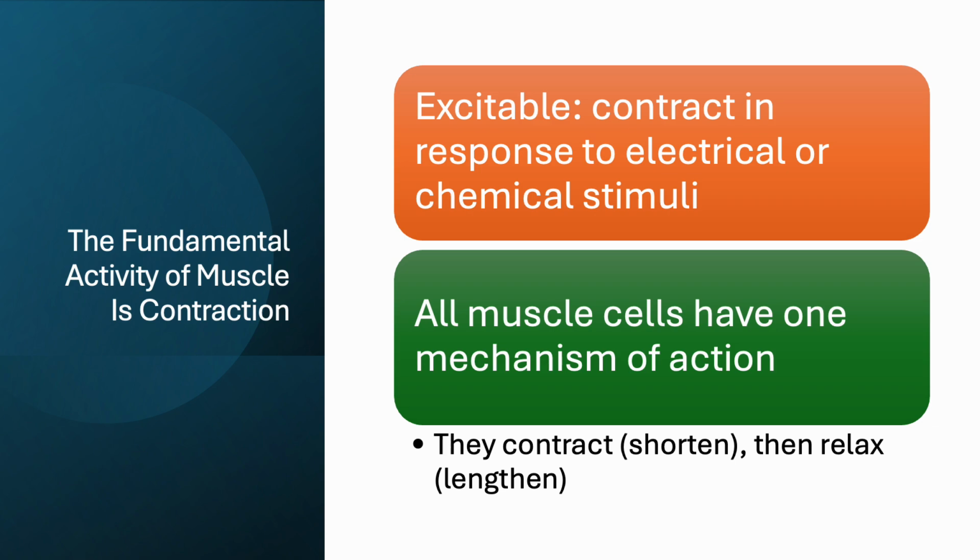At the core of these functions is one simple activity: contraction. Muscles are excitable, meaning they respond to signals from nerves or chemicals. Once stimulated, a muscle fiber contracts, or shortens, and then relaxes, or lengthens. This contract-relax cycle is the foundation of everything muscles do, whether it's lifting a weight, digesting food, or maintaining posture. No matter the type, skeletal, cardiac, or smooth, they all rely on the same fundamental process.